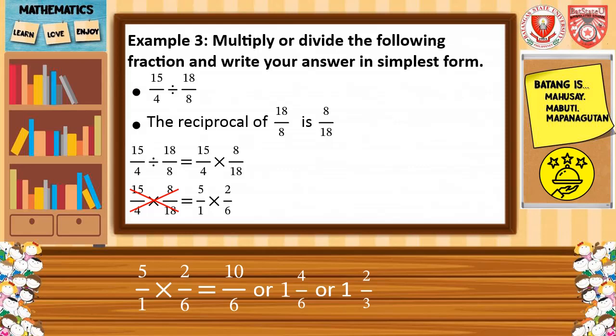Another example, we have 15 over 4 divided by 18 over 8. So first, we're going to have the reciprocal of our divisor. So 18 over 8 is equal to 8 over 18. So we have 15 over 4 divided by 18 over 8 is equal to 15 over 4 times 8 over 18. Then use cancellation. Then we have the result is 5 over 1 times 2 over 6. Then 2 times 5 is equal to 10. 1 times 6 is equal to 6. So we have 10 over 6, which is equal to 1 and 4 over 6. Then 4 over 6 has a simplest form. So the final answer in this given example is 1 and 2 thirds.